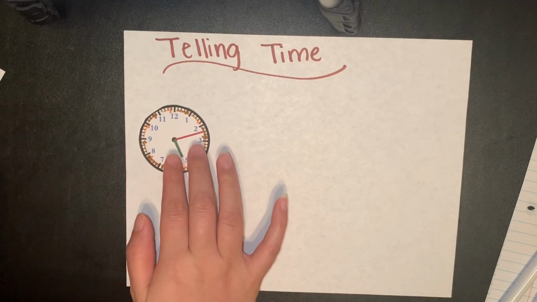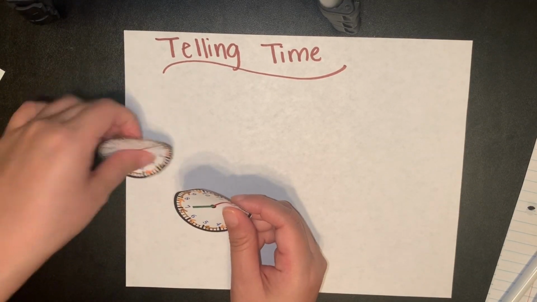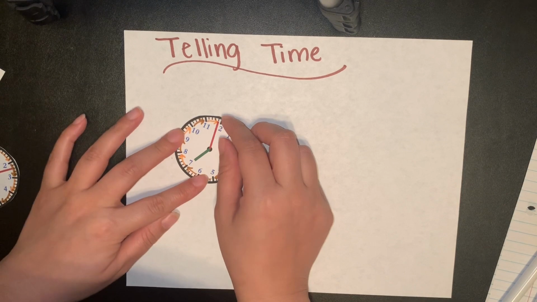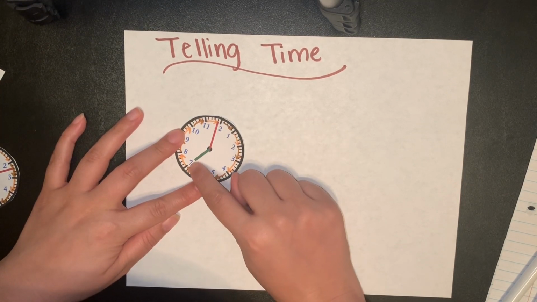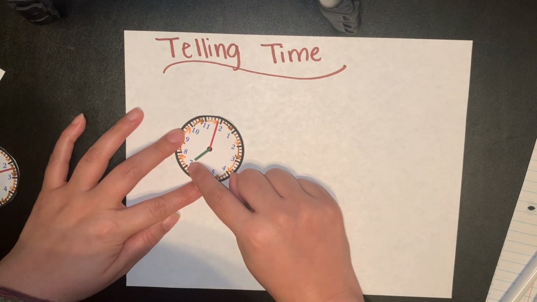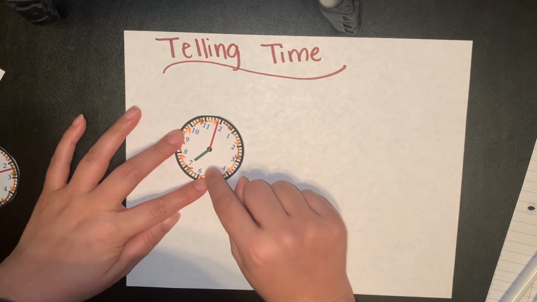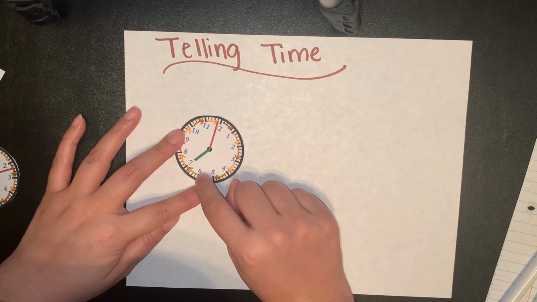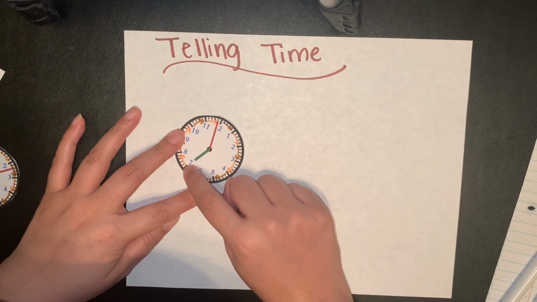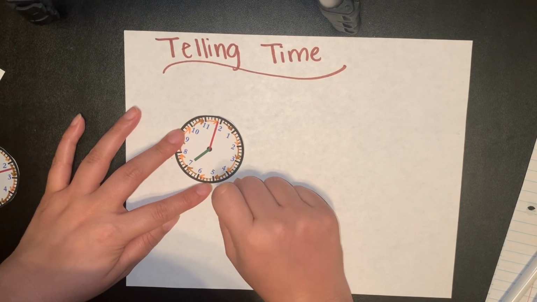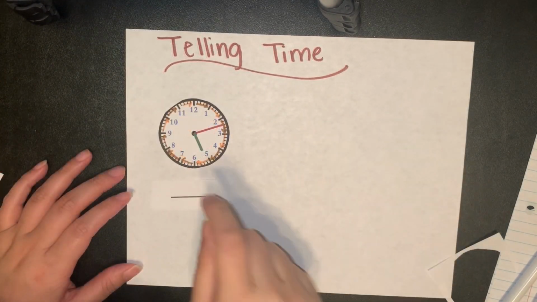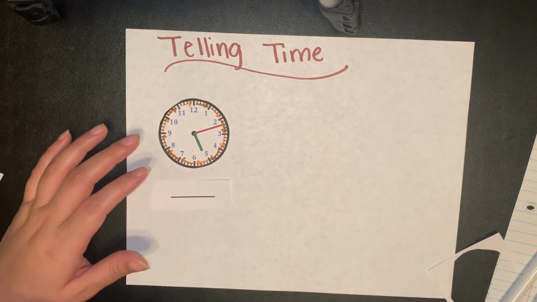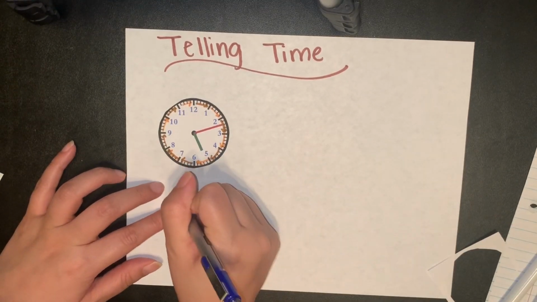But if we take a look at another example, like this clock, it is closer to the 7, but it hasn't passed the 7 yet. It is actually still 6 o'clock, because anywhere from 6 all the way till it touches that line, it still belongs to 6 o'clock. So our hours would still be 6. If we go back to our original example, we said that the hours were 5.